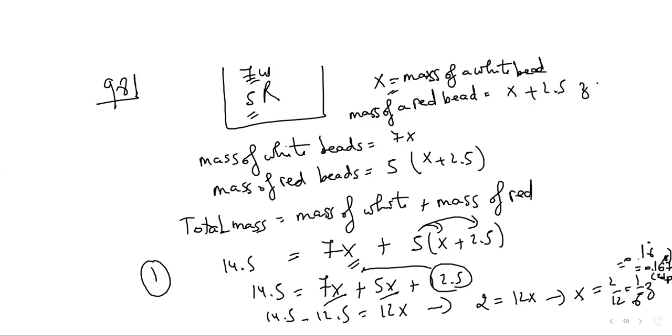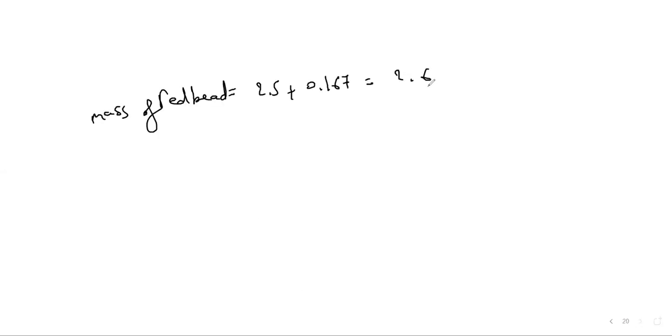For the red bead, the mass of the red bead will be just 2.5 plus 0.167. So it will be 2.667. Here I didn't round that to 2 decimal places. I rounded that to 3 decimal places here. But if I need to do that to 2 decimal places, it would be 6, 7 here, right? Because I have 6 and after that 7, so it would be 2 decimal places, right?